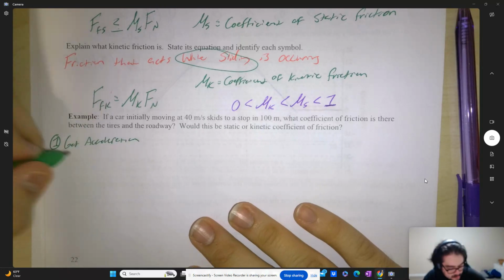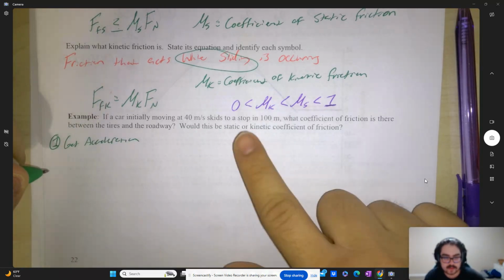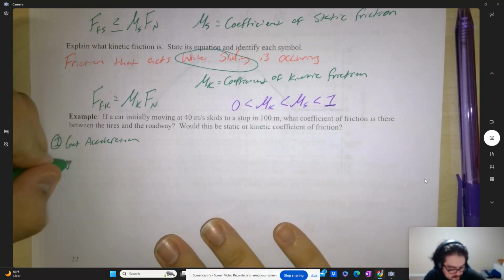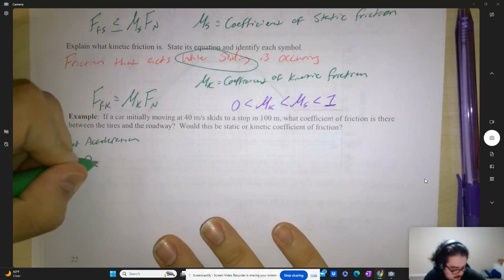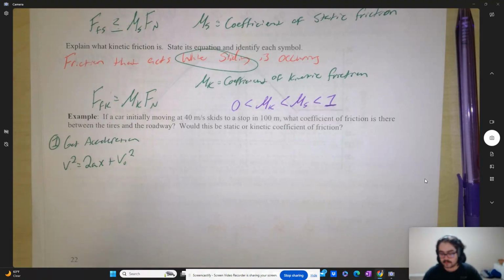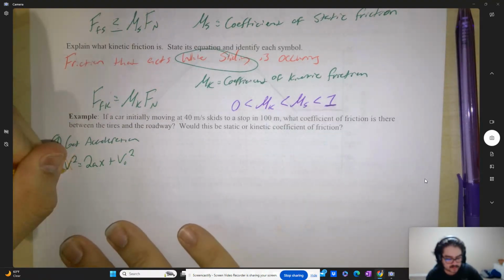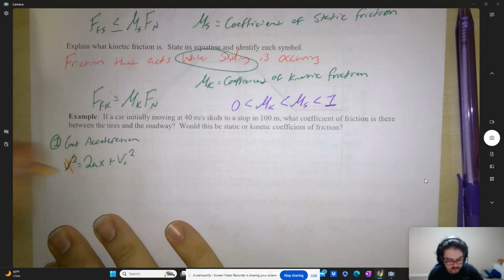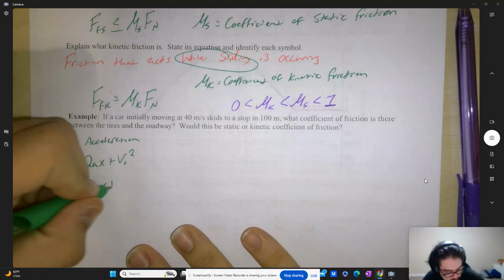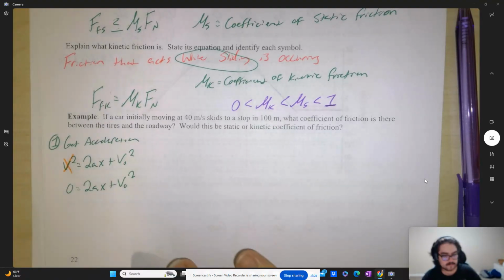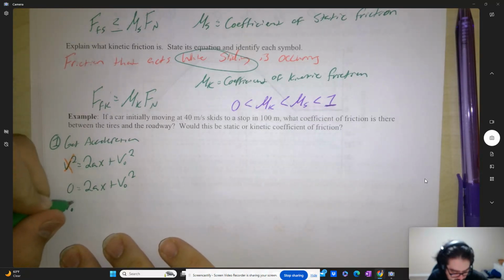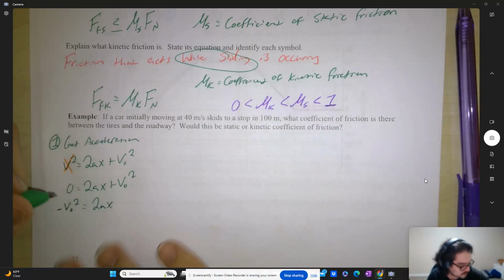I'm going to use the time-independent equation. Notice that we don't have any time, so I'm using the no-time equation: v squared equals 2ax plus v naught squared. What we should recognize is that the final velocity is zero because it's slowing down to rest. So you get 0 equals 2ax plus v naught squared. Then if you subtract v naught squared from both sides, you get negative v naught squared equals 2ax.